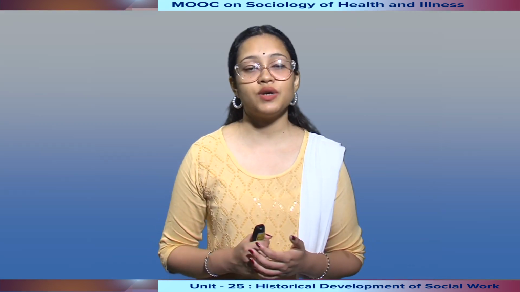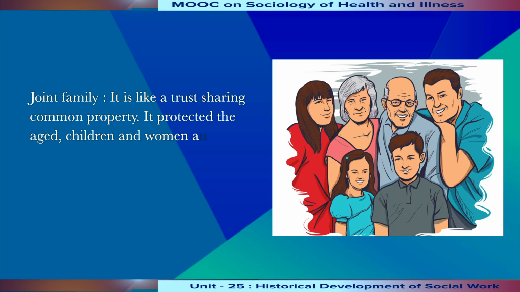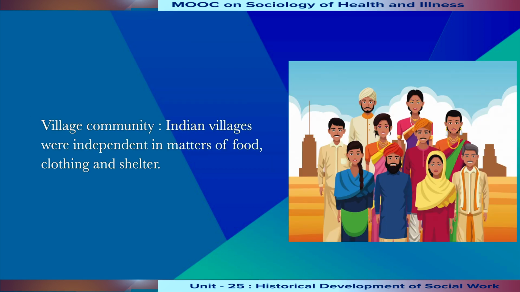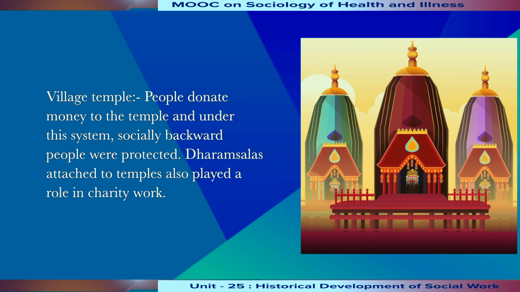The following social structures fulfilled certain responsibilities. Number 1. Joint family. It is like a trust sharing common property. It protected the aged, children, women and people with disability and served as a social trust. Next, village community. Indian villages were independent in matters of food, clothing, and shelter. Next, village temple. People donate money to the temple, and under this system, socially backward people were protected. Dharamshalas attached to temples also played a role in charity work.